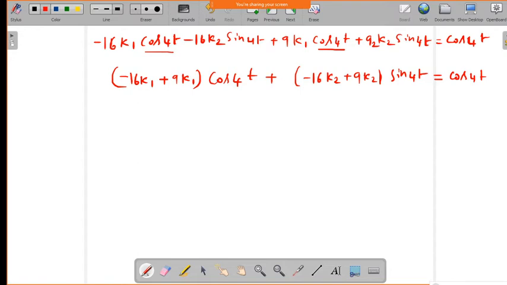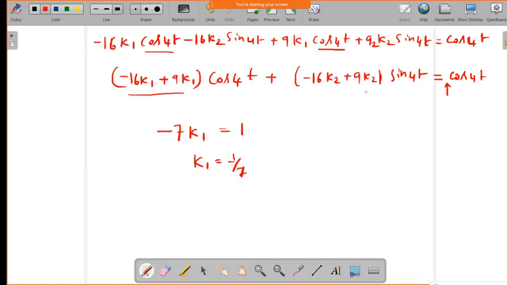So, now you compare the corresponding amplitudes here, okay, cos 4t and sin 4t. So, what you will get? So, you will get minus 16 k1 plus 9. So, if you get that one, minus 7 k1, if you subtract this one. So, minus 7 k1 equal to 1. Okay. So, now k1 equal to minus 1 over 7.